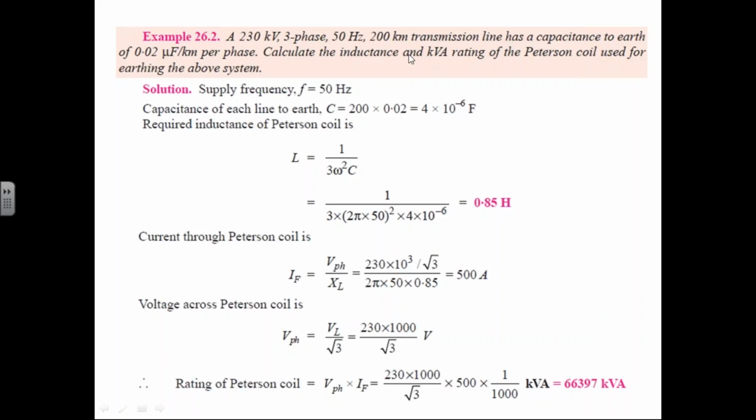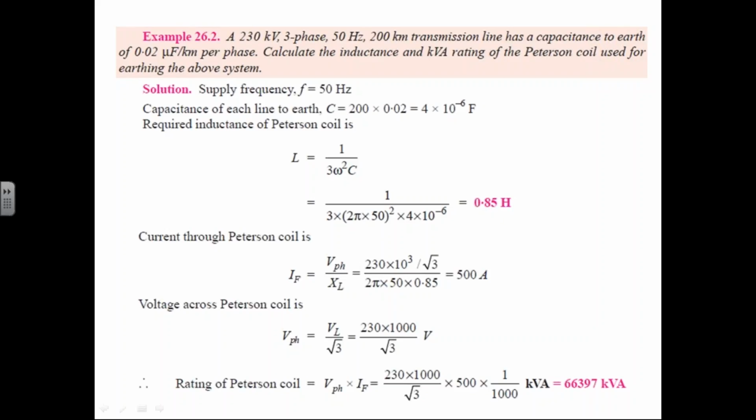Now the question asked is, we want to find the inductance, not the reactance, inductance. If it is a reactance, then the formula is XL is equal to 1 by 3 omega C. But since they have asked for inductance, L is equal to 1 by 3 omega square C. Just from that, XL is nothing but omega L. You have to take that omega this side, so it will become 1 by 3 omega square C. Once again the same thing, omega is nothing but 2 pi f. So you can substitute that value and calculate the inductance, which is nothing but 0.85 henries.